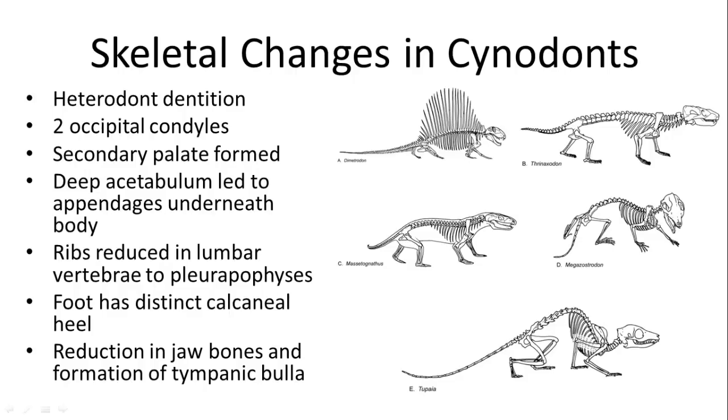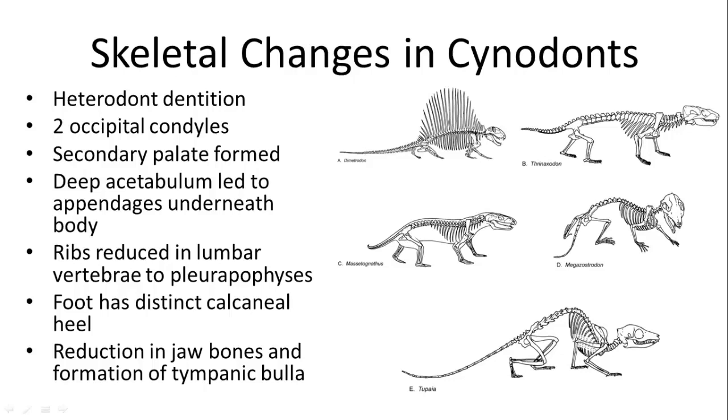So some of the skeletal changes in cynodonts, some of these transitionary fossils, include heterodont dentition. Heterodont means not all the teeth are the same. You have different types of teeth, and you can reference your own teeth. You have heterodont. You have incisors, canines, premolars, and molars. So we start to see canine teeth, modified incisors, things like that.